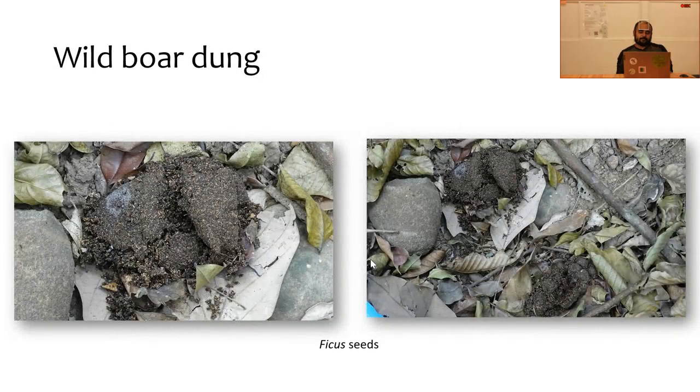Wild boar also sometimes disperse seeds. They are mainly seed predators, but some smaller seeds like Ficus, here you can see those white dots in their dung, are generally seeds. I tried to germinate them in our nursery, and they germinated. So this is a pretty cool finding, that they can also disperse some of the seeds.